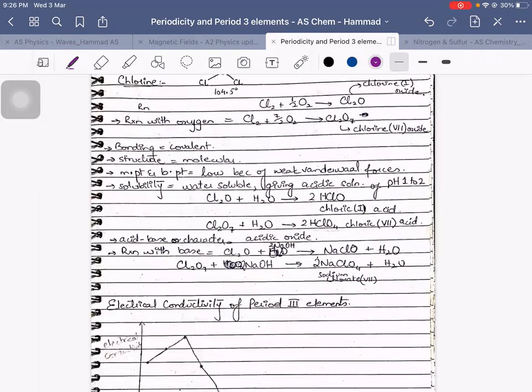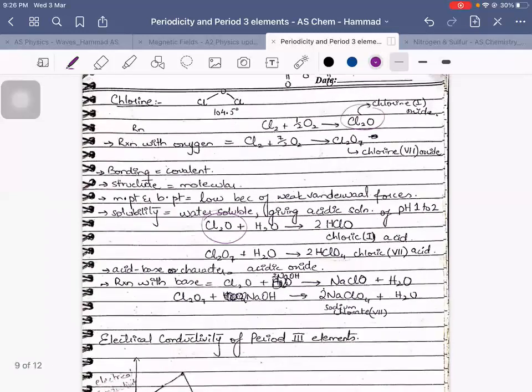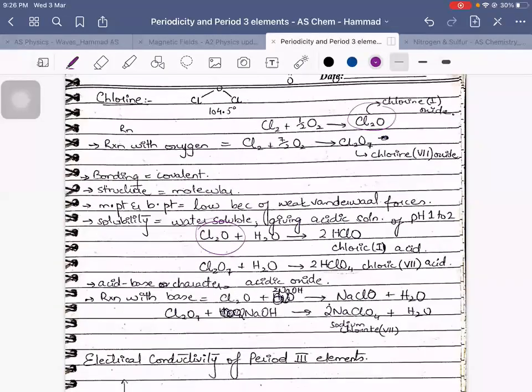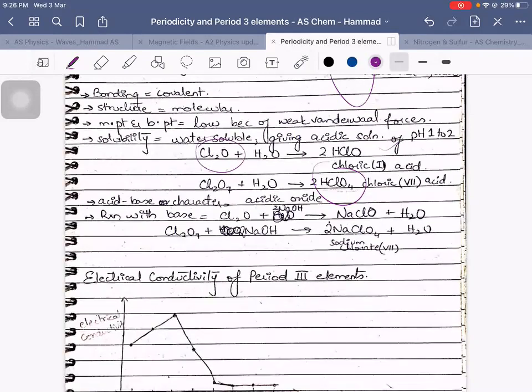Chlorine, again, chlorine when reacted with oxygen will form chlorine 1 oxide or chlorine 7 oxide. Both of them will then react with water to give you chloric acid. Now, chloric acid is basically used in swimming pools and all to disinfect.